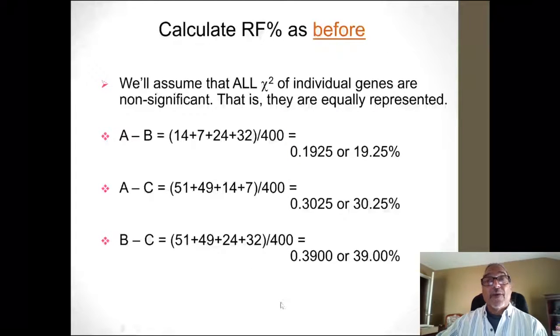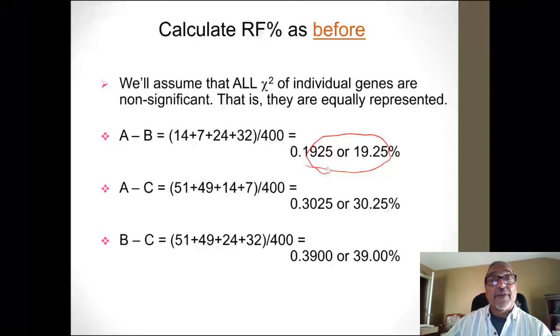Notice we now can go in and we can calculate the number of recombinants that have been identified, and we'll just look at A and B here for a moment, and you could see that we have 19% recombination frequency, and what we did was we actually counted how many recombinants there were, 14, 7, 24, and 32, out of a total of 400.